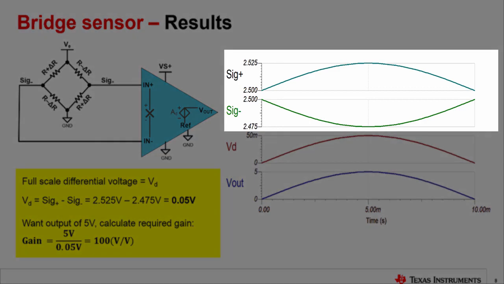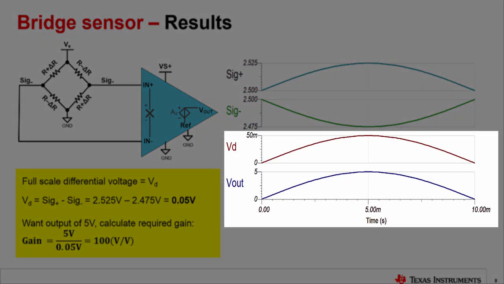Looking at the waveform to the right, we can see that sig plus and sig minus deviate from half the excitation voltage in proportion to the applied force. The instrumentation amplifier extracted and amplified only the differential voltage, rejecting the common 2.5 volts, to yield a full-scale output of 5 volts from a 50 millivolt differential input.